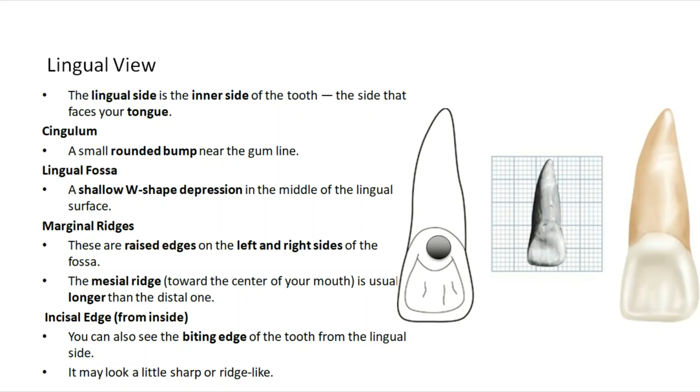Cingulum: it is a small rounded bump near the gum line. Here we will see the cingulum portion. This is a small rounded bump near the gum line. You will feel it in your mouth.